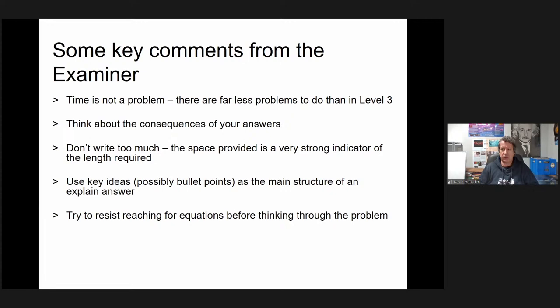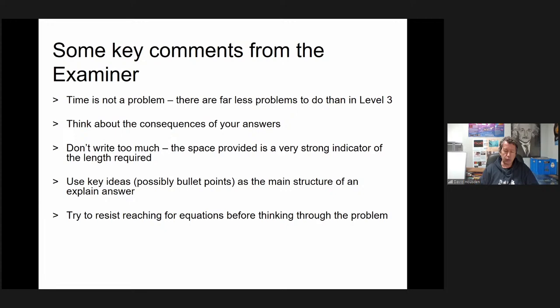Use key ideas as a structure of an explain answer. So bullet points. I encourage people to do bullet points, and it depends on the type of examination. Some people find it difficult to make links between things when they're bullet pointed. But when you're thinking about responding, you might note those as bullet points, maybe at the back or something, that you're going to build your short response from.